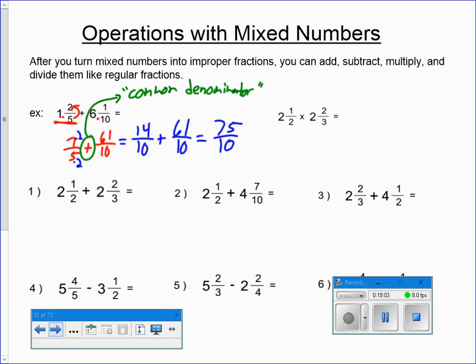Right, and again, we can simplify if we see that these numbers have any common factors. So 75 ends in 5, 10 ends in 0. That means they're both divisible by 5. So 75 would be 15 5s, and 10 would be 2 5s. This will simplify to 15 over 2.